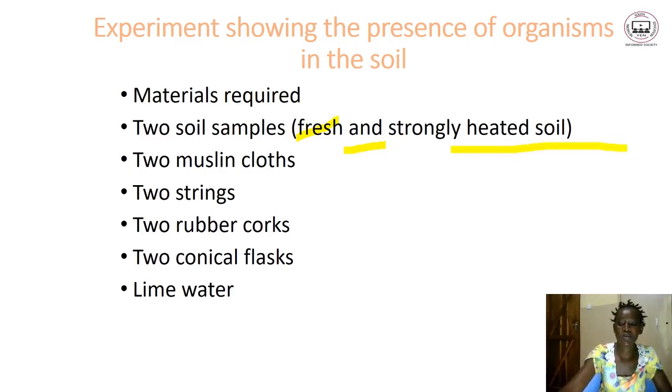Apart from that, we also need a muslin cloth, about 2 of them, 2 muslin cloths. I also need 2 strings, and 2 rubber corks. We also need 2 conical flasks, and not forgetting lime water.